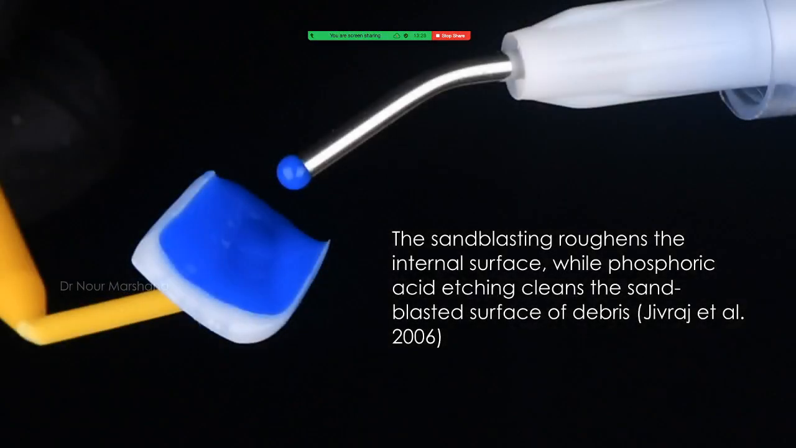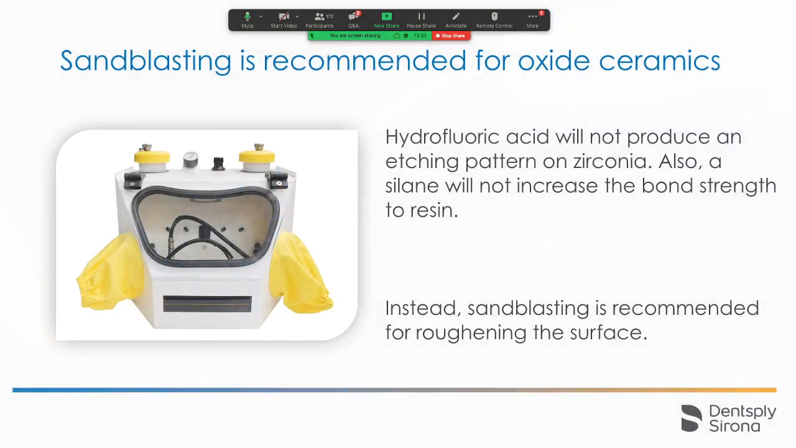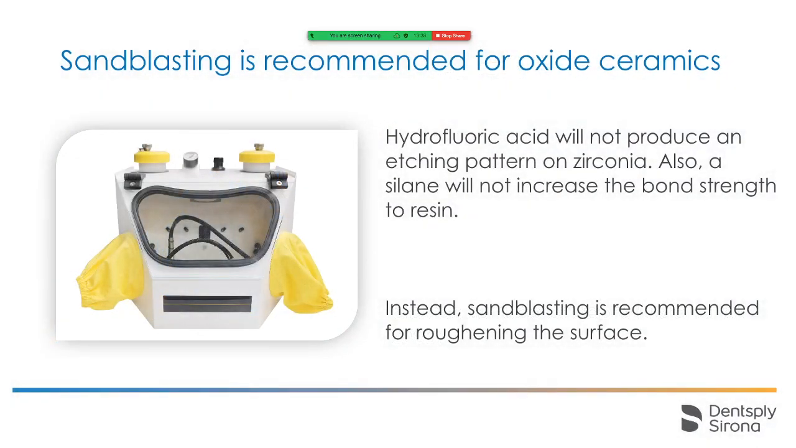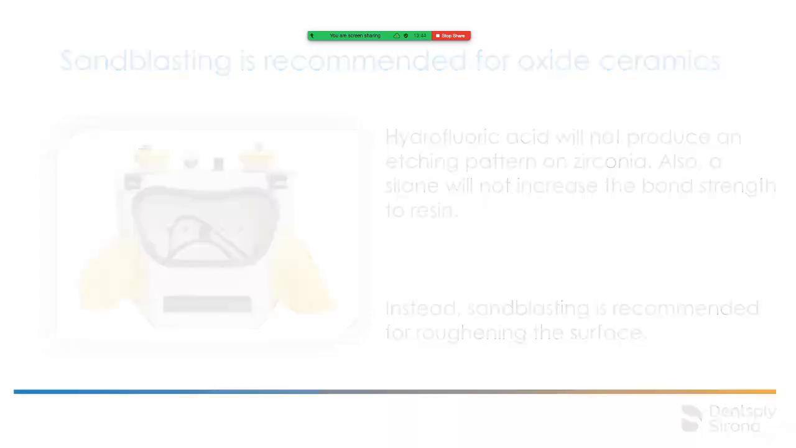Okay, for indirect restorations, the pre-treatment includes sandblasting followed by phosphoric acid etching for the internal surface of the restoration. The sandblasting roughens the internal surface, while phosphoric acid etching cleans the sandblasted surface of debris. Other authors recommended sandblasting followed by application of silane.